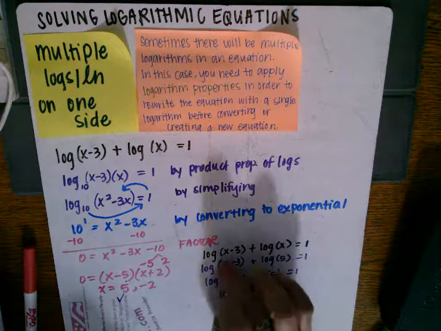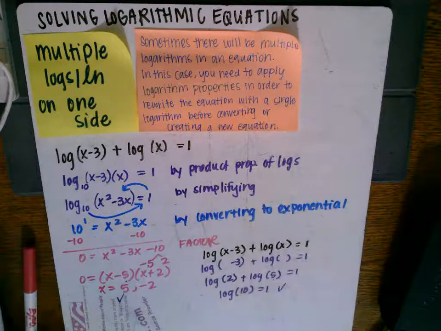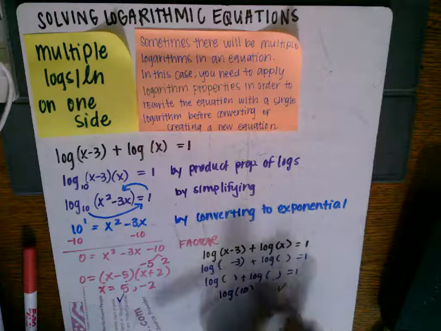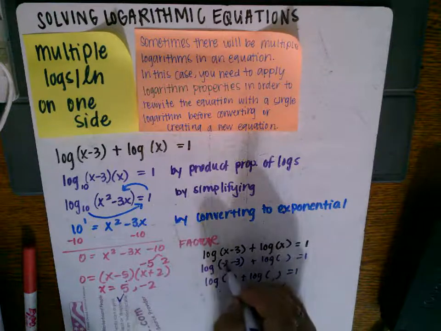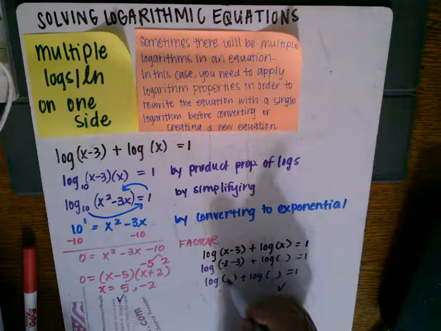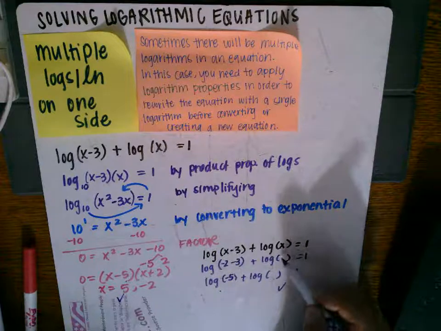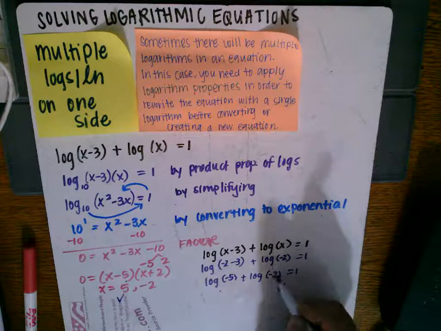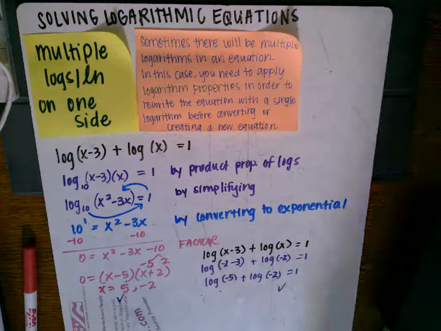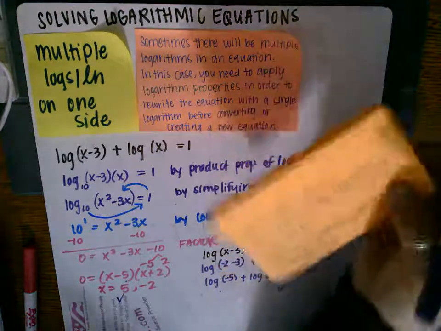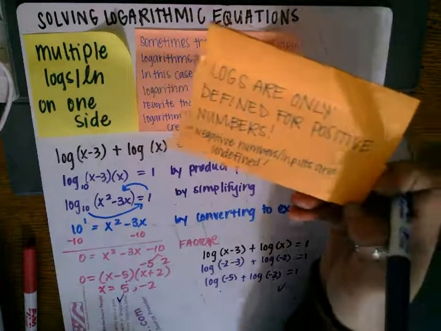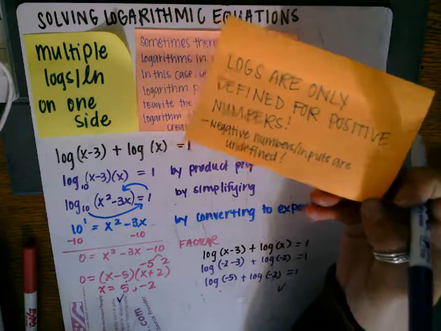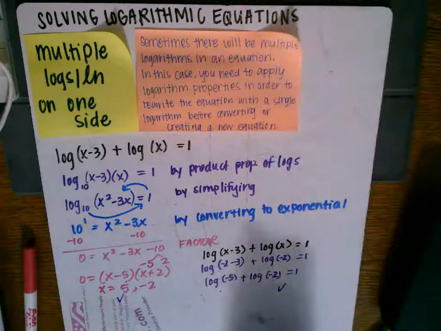However, I want to check that negative 2 works as well. So negative 2 minus 3 is going to be log of negative 5, and log of negative 2 is what I'm plugging in on the right. Now, remember, logs are only defined for positive numbers or positive inputs. Negative inputs are undefined. So this isn't going to work for me.